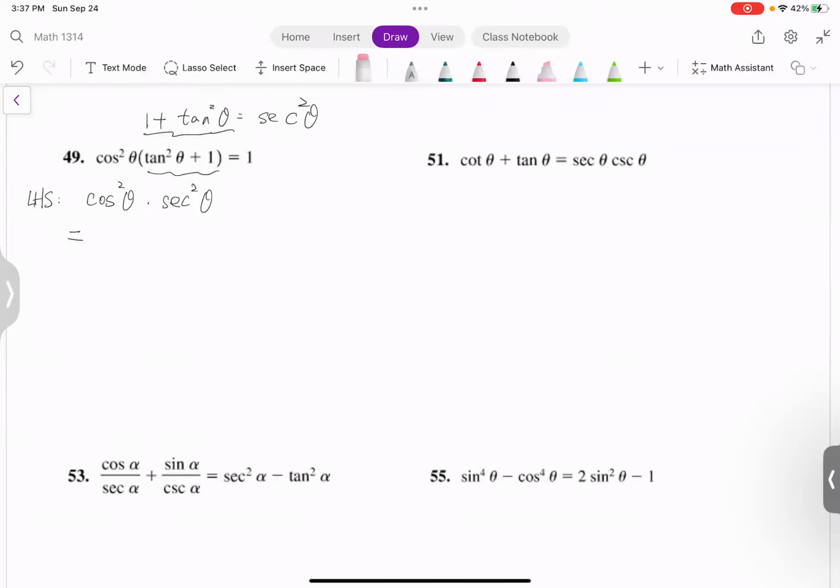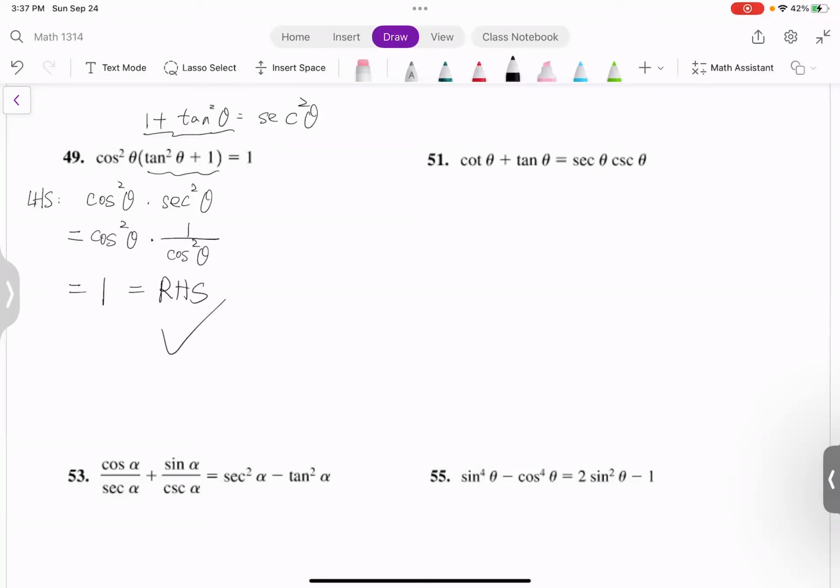Cosine and secant, are they reciprocals of each other? Yes, they are. Cosine squared stays the same, and secant theta squared is 1 over cosine theta squared. So it is 1, and 1 is the right-hand side. Okay, we proved this identity.